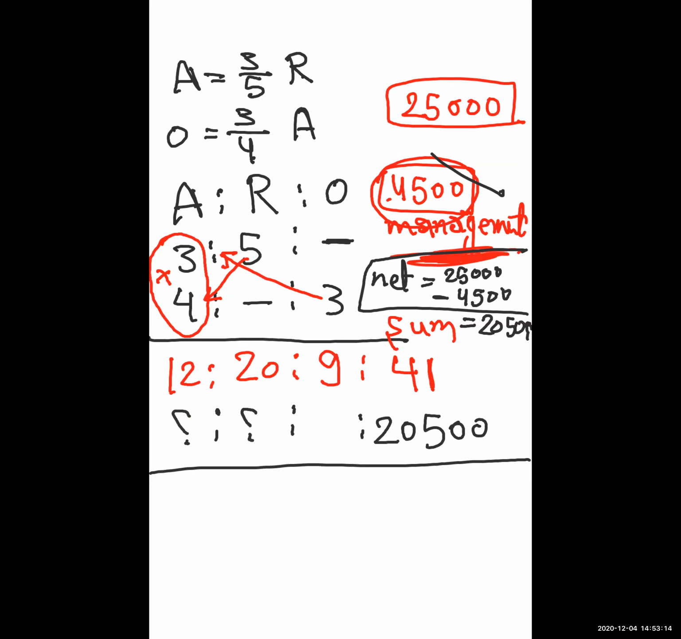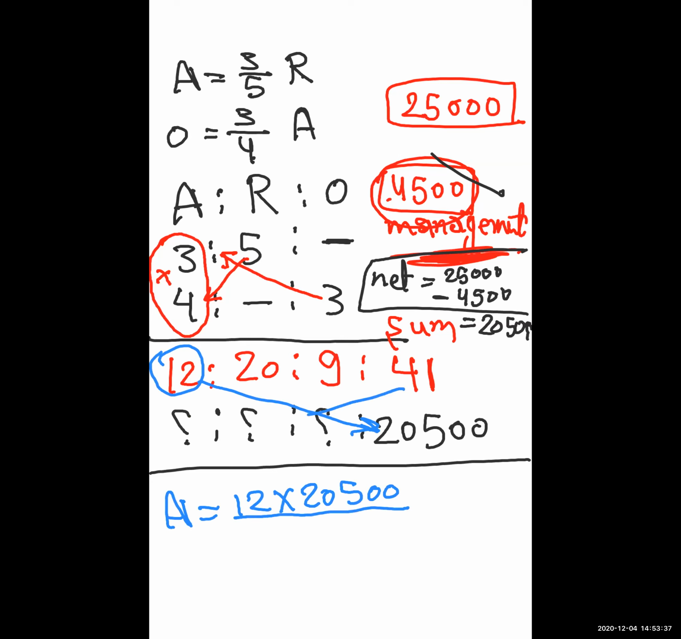Now get each one's profit, using cross multiplication. How to get the first one, which is Amir? So Amir will equal 12 times 20,500 over 41. So the share of profit for Amir will equal 6,000. Then the next share, for Ramzi.